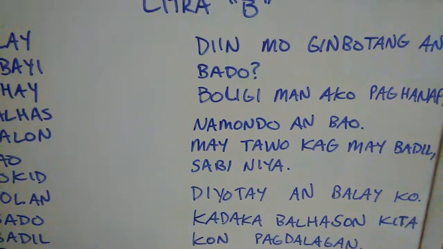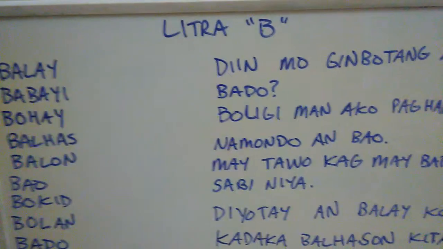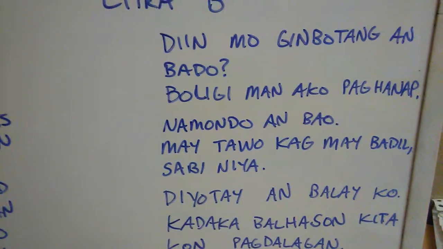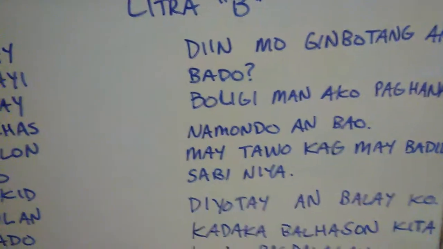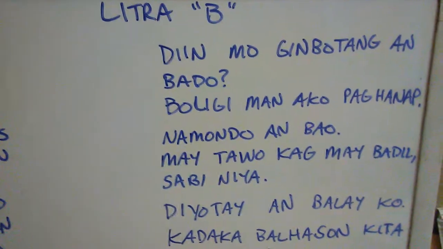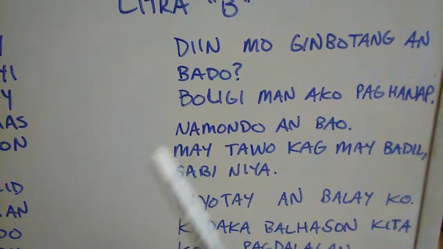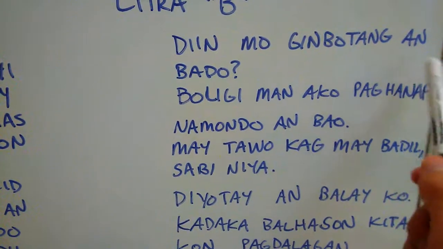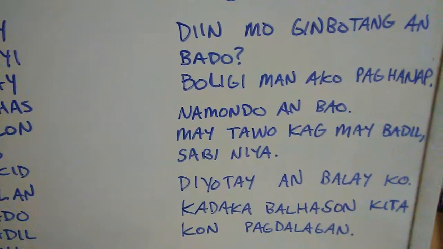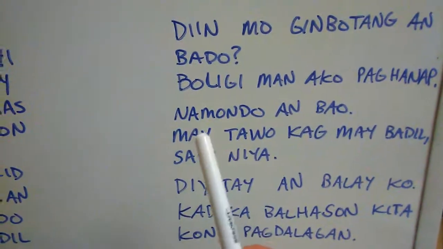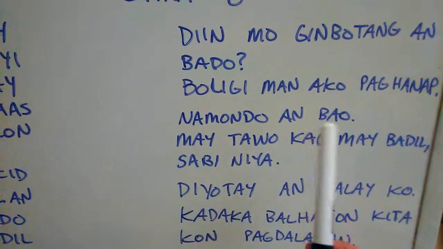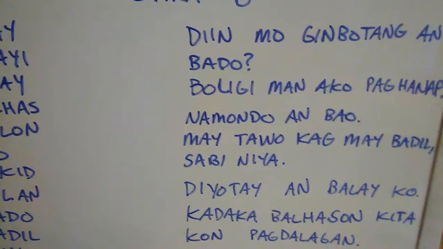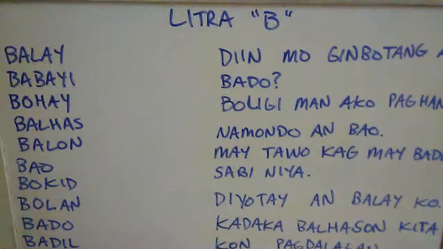So it's kind of interesting if you start to get the feel for it, right? And I think you start to notice some patterns here too. So just keep that in mind. There are little patterns and stuff that you can take a look at, like diin mo gin botang an bado. So it's kind of like stuff like that. Even for this sentence here, namondo an bao, an bado, an bao, sorry, an bao. So a lot of b. So yep, hopefully that helps.